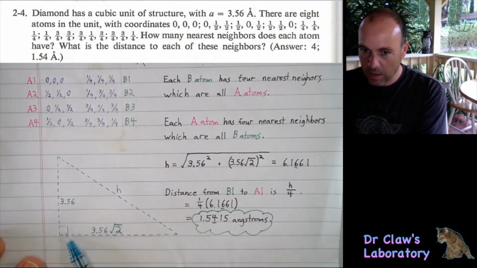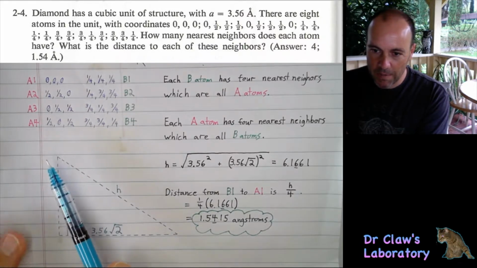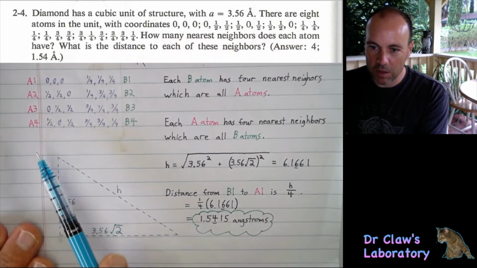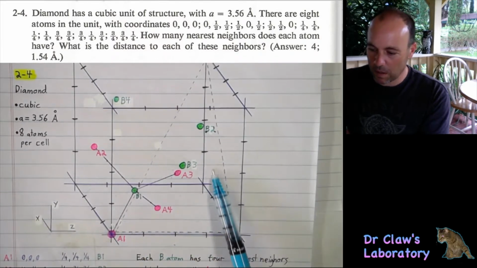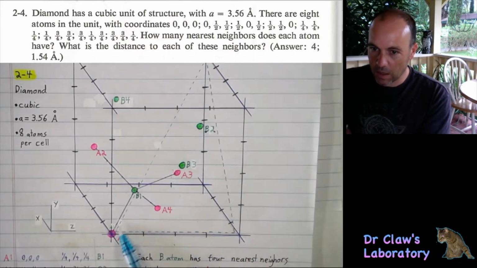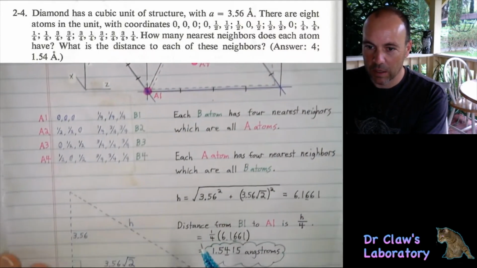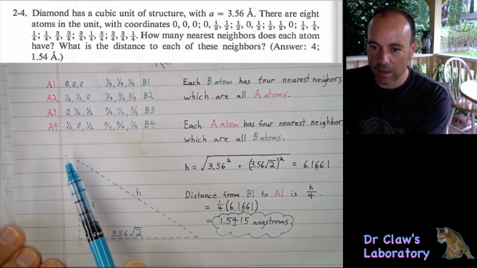This is the edge length, 3.56. This is 3.56 times the square root of 2, and that's the hypotenuse. So here's the short edge, the medium edge, and the long edge. The edge length, the square root of 2 times the edge length, and the hypotenuse.